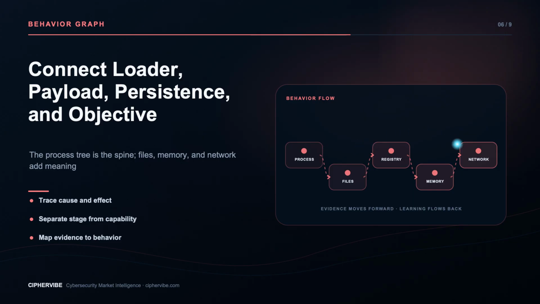Do not label capability as observed behavior. A binary may contain code for screenshots without executing it in the captured run. Report "can" only when analysis supports capability and "did" only when evidence shows execution.